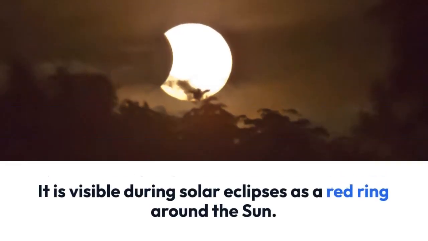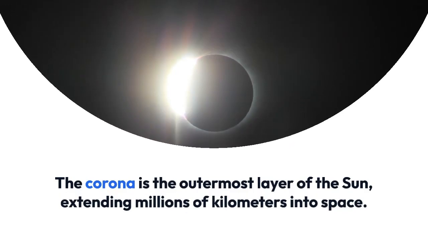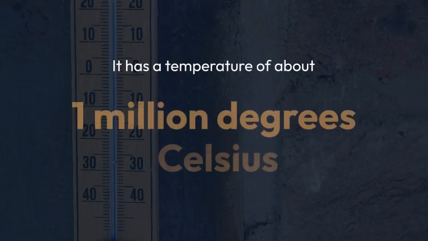The corona is the outermost layer of the Sun, extending millions of kilometers into space. It has a temperature of about 1 million degrees Celsius and is visible during total solar eclipses.